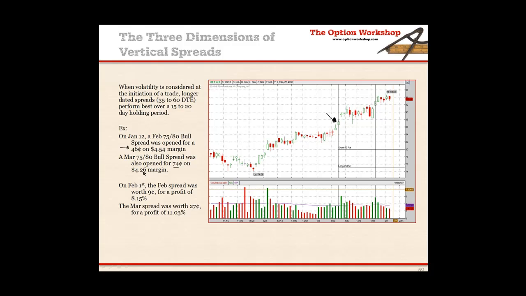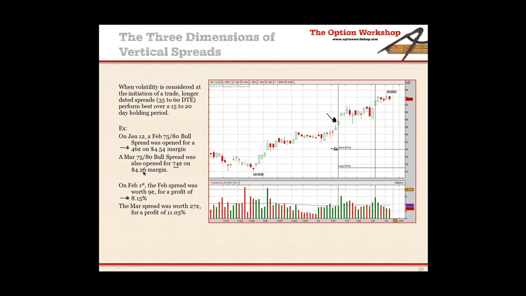Position, I think this is something like 20 days later, and that's including weekends, but I mean, you can see on the chart, it's not too long later. Here's our spread right here. That's what these lines are. I don't know if you can read this or if it's too small or not, but this is our 80 put and this is our 75 put. On February 1st, this February spread was worth 9 cents. So we made a profit of 8%.